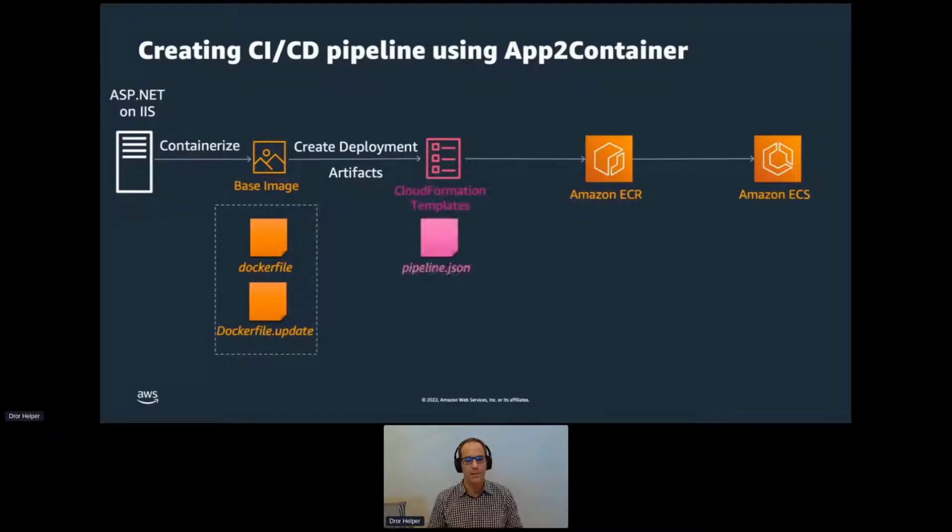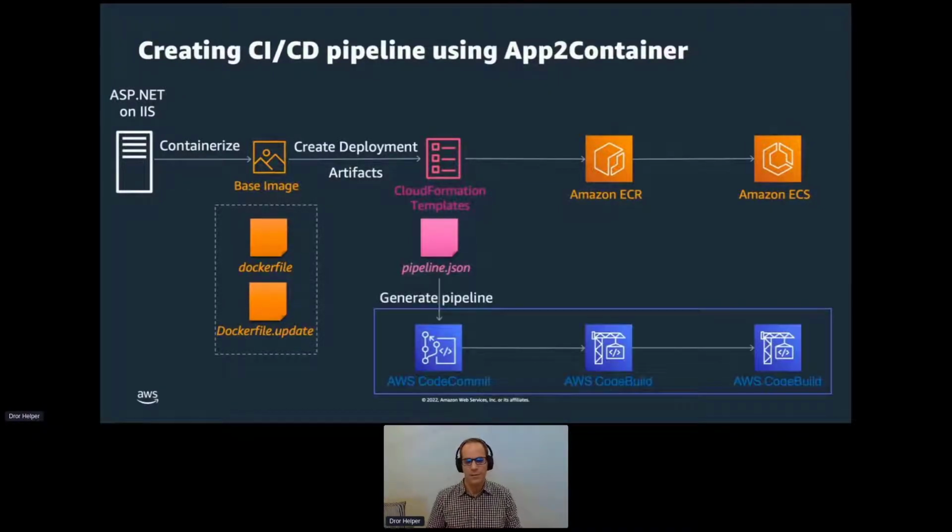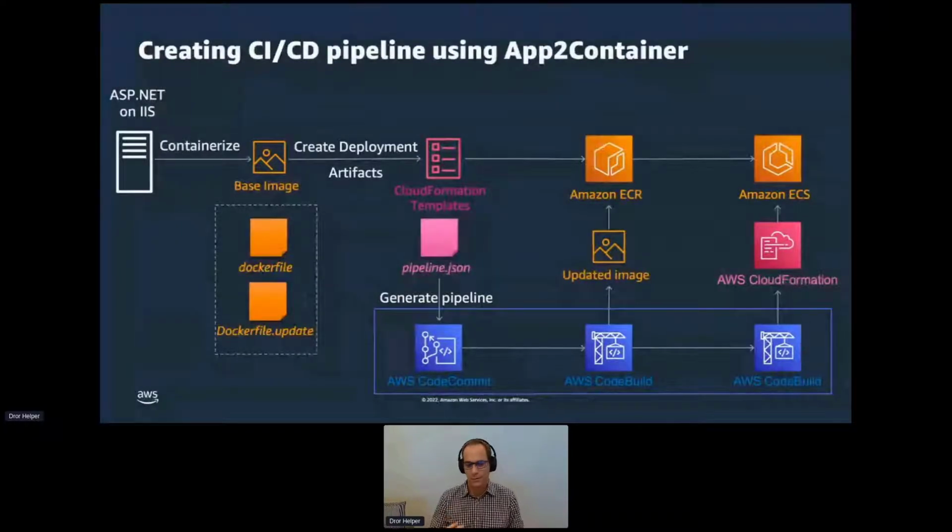When I create the deployment artifact, a file called pipeline.json will be created, where I can either use it as is or edit it in order to then run a command to generate a pipeline on top of AWS using AWS CodeCommit and CodeBuild in order to rebuild my Docker image on every new change, and then deploy the updated image to ECR, then rebuild my CloudFormation template that describes my infrastructure and redeploy that to ECS in order to get the latest version of my Docker image. So I can build that pipeline automatically.